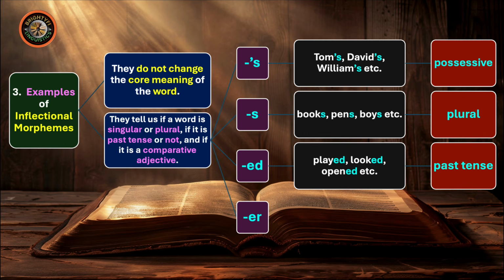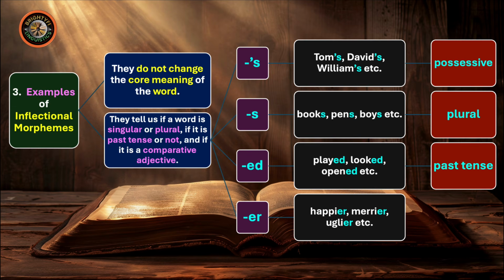Likewise, we have er in words like happier, merrier, uglier, etc. So it is a comparative form of the adjective from positive, like happy, happier, merry, merrier, ugly, uglier. So the meaning remains the same, but we change the formation of the adjective from positive to comparative. That is the point here.